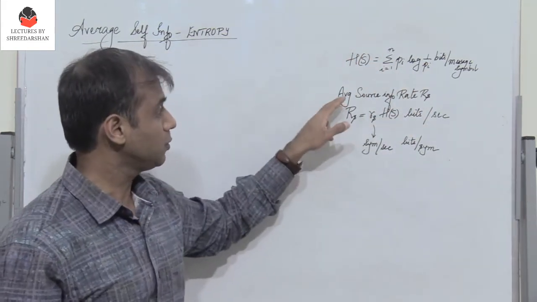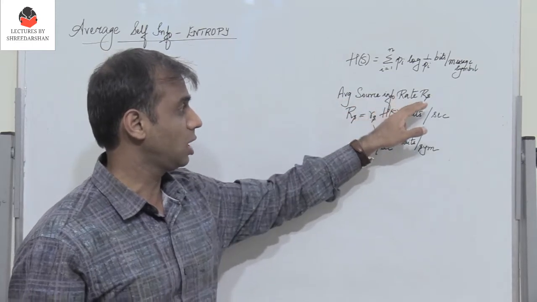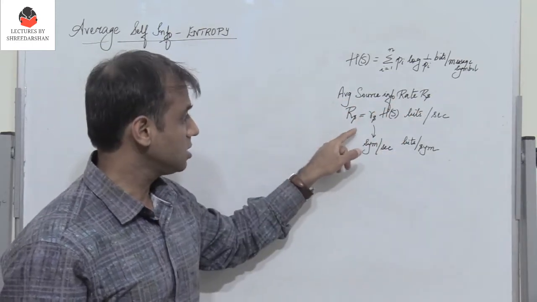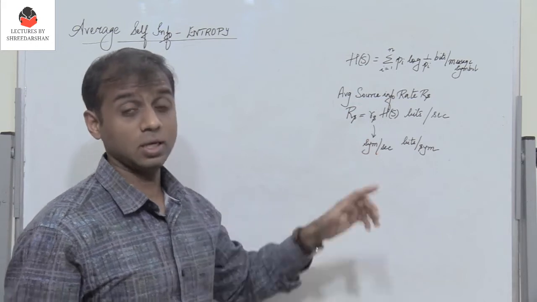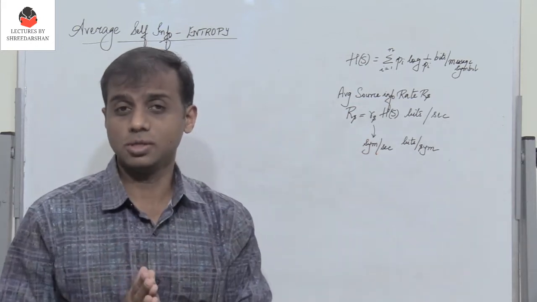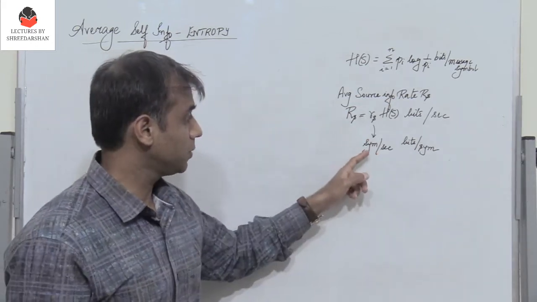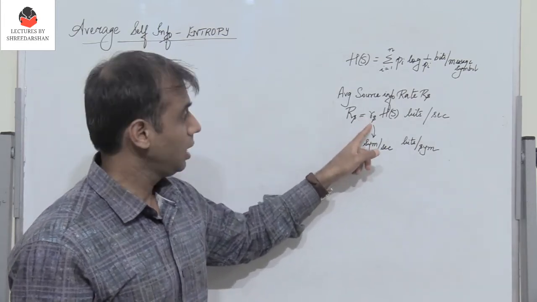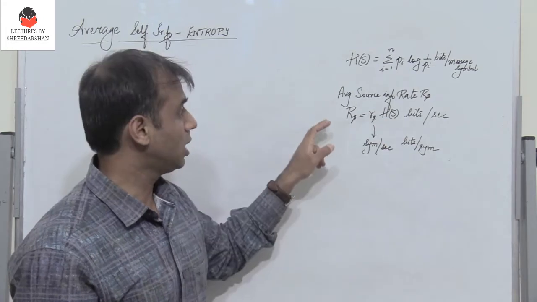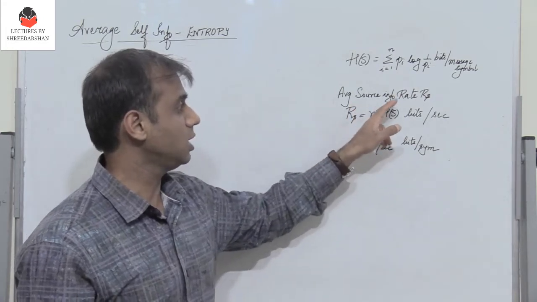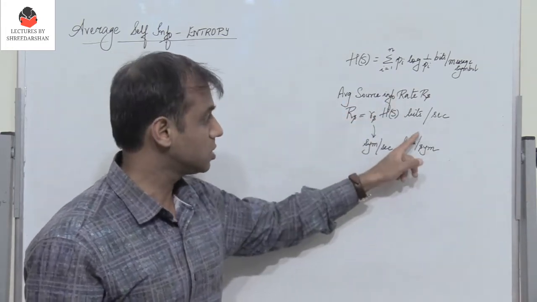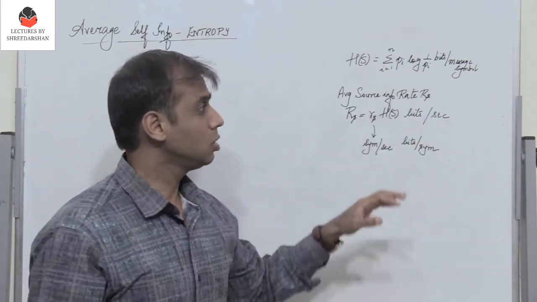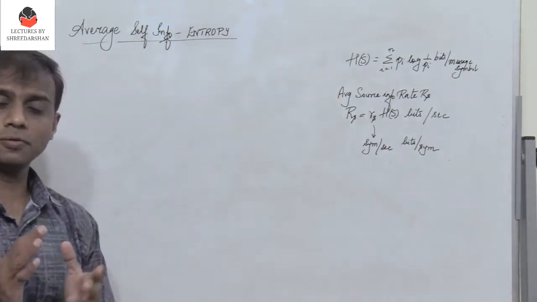And what is the expression for average source information rate R_S? Here r_s is the symbols per second. If you assume that the source is emitting a fixed number of symbols per second, which is small r_s, then r_s into entropy H(S) will give us the average source information rate in terms of bits per second. Now using these two expressions, let us solve three problems.